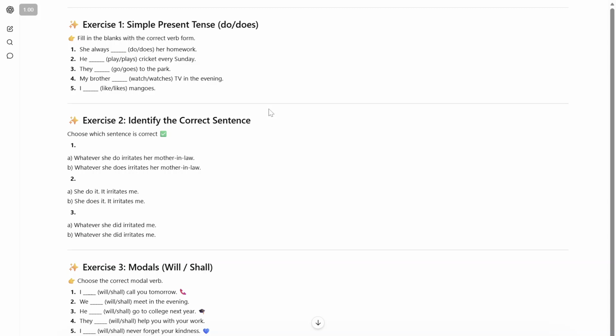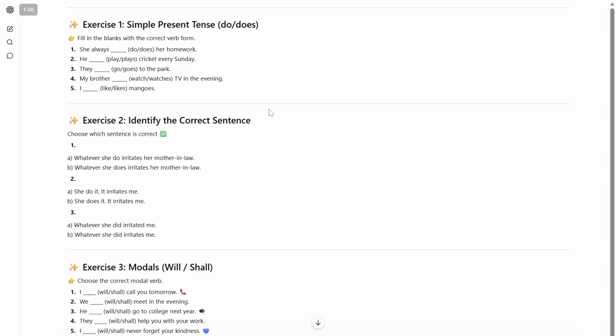Exercise 1. Simple present tense, do and does. Fill in the blanks with the correct verb form. 1. She always does her homework. 2. He plays cricket every Sunday. 3. They goes to the park. 4. My brother watches TV in the evening. 5. I likes mangoes.